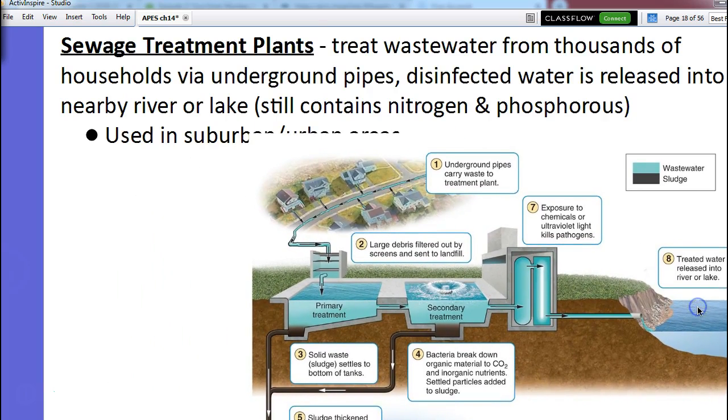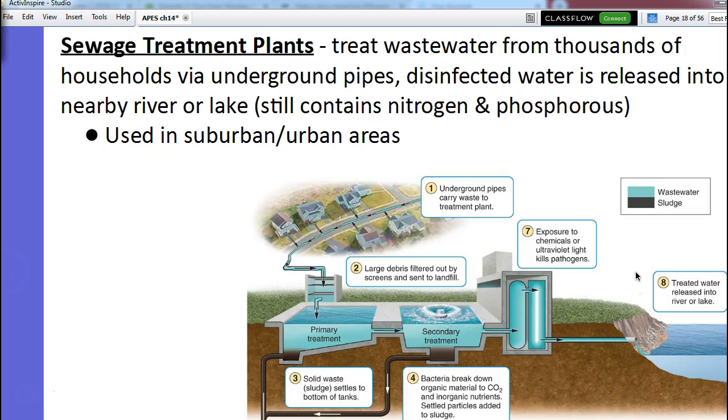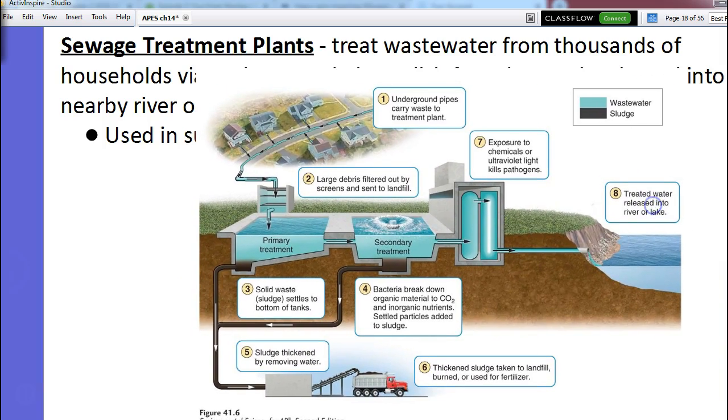So we then get to wastewater or sewage treatment plants, same thing, just different ways of saying it. And they treat wastewater from thousands of households via underground pipes, and then they release it into a nearby river or a lake. We saw some of those wastewater plants on the video, and we'll talk about the different steps that happen here.